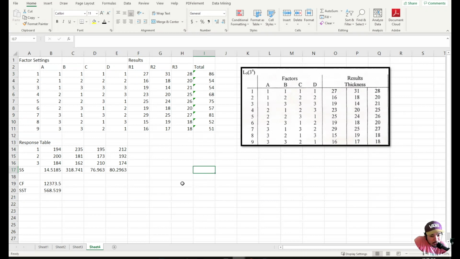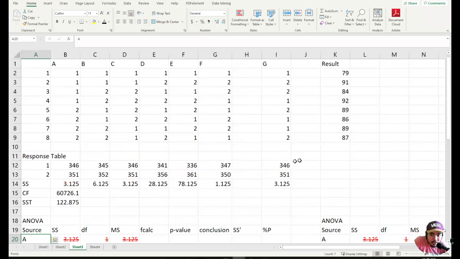Ang reason lang naman kung bakit tayo mag-pool is if kulang yung degrees of freedom sa error natin. And again, yung sa error, kailangan lang at least 1/3 to 1/2 of the total. So absolutely necessary siya dito sa no replication.